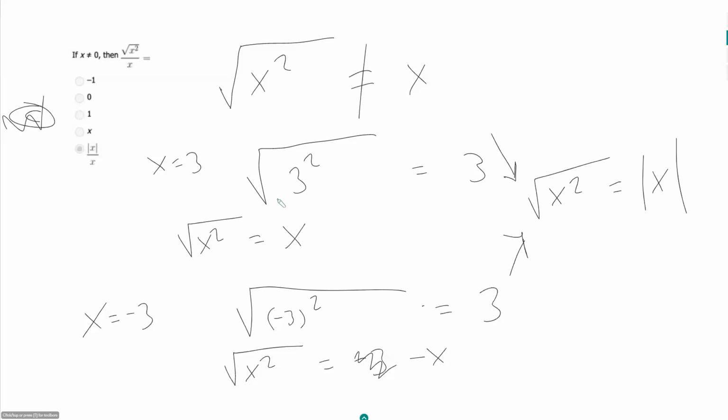And if you know that, because you've just committed it to memory, you can just say, okay, square root of x squared, that's absolute value of x, all over x, and that is answer choice E. This question would take 5 seconds, and you would get it right, unlike this situation.